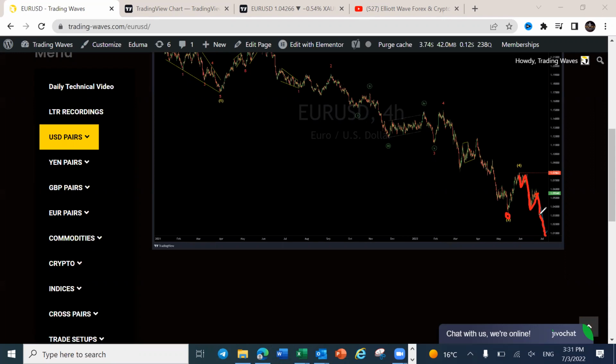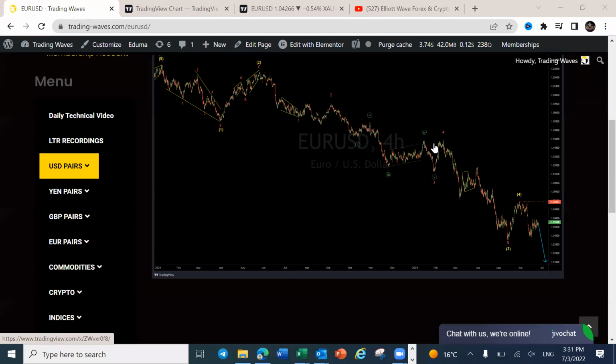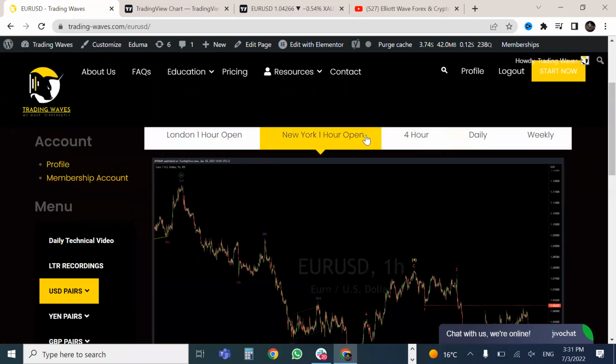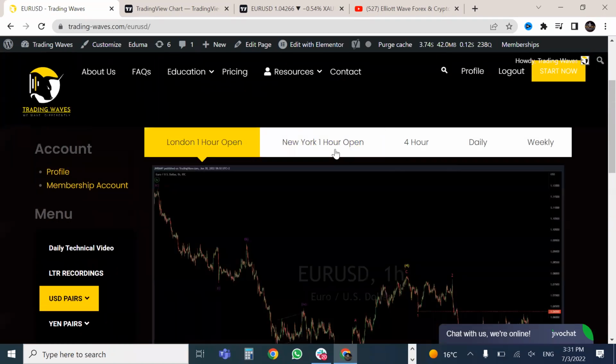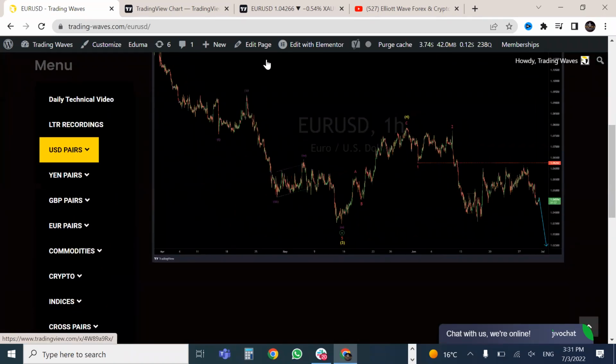We are looking for this to give us that last bit of a wave 5 there. That's why it was so easy to just get those 435 pips in New York. This was after it had already started dropping. Okay, so that's the euro.